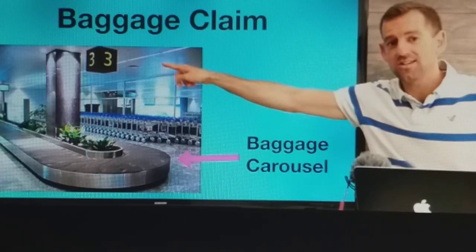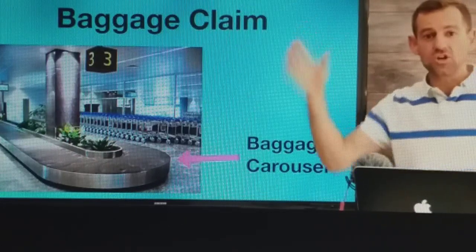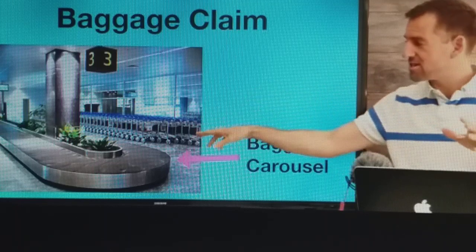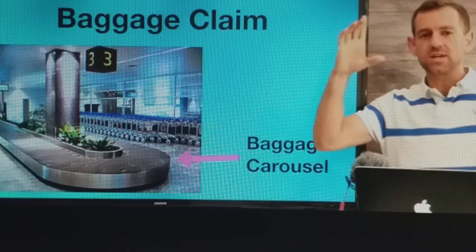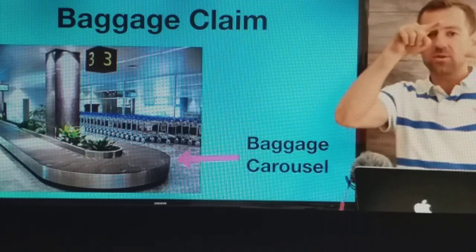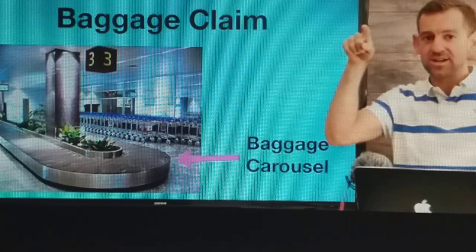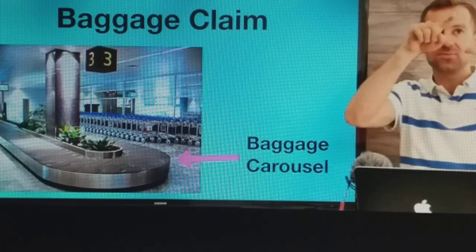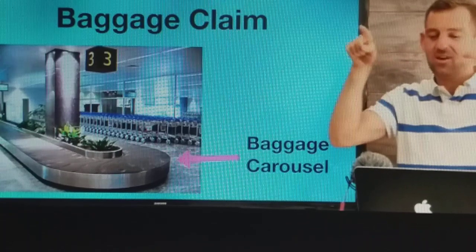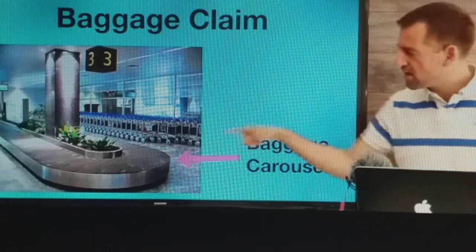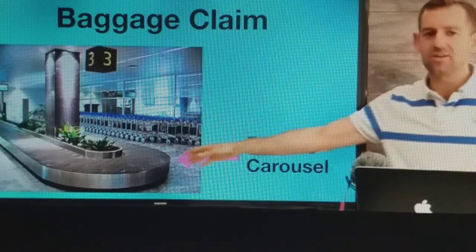Now they're going to have a number above it. Now that's important. When you get into the baggage hall with all these carousels, you'll probably see a screen that has your flight number and the carousel number. Okay, so you see your flight number 3048, carousel 3. Okay, then you go to carousel 3 and you get your bag.